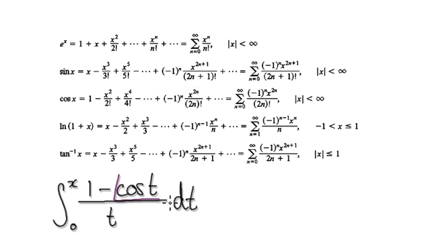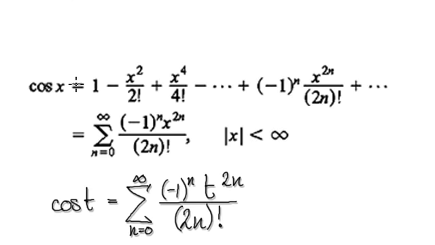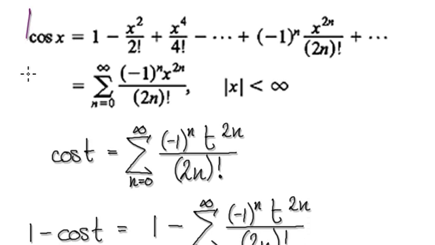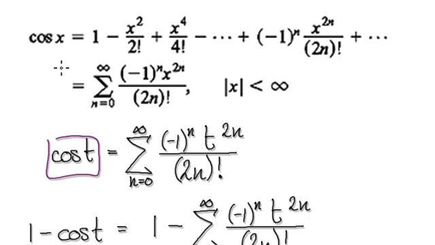So the first step is to turn this into a series, and then we can divide by t. So the first step is to express this as a series. So let's zoom into this bit here. Zooming in would give us this whole thing here. So the first step is to express cos of t as a series.